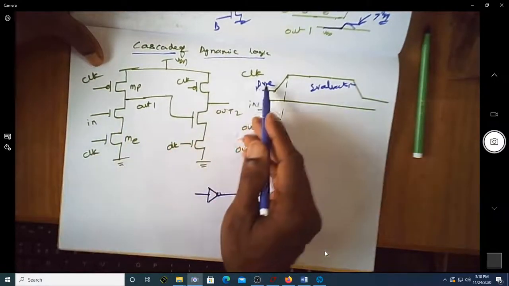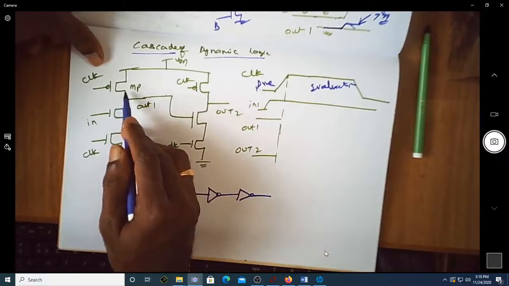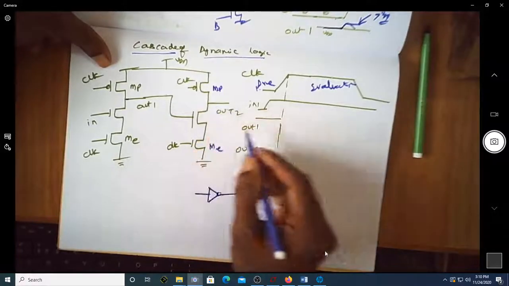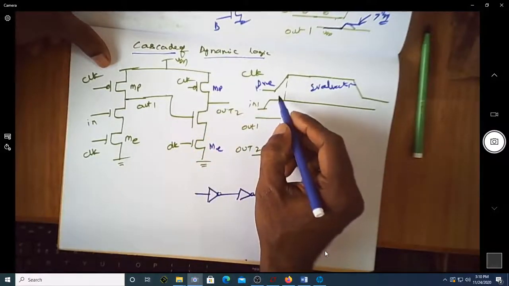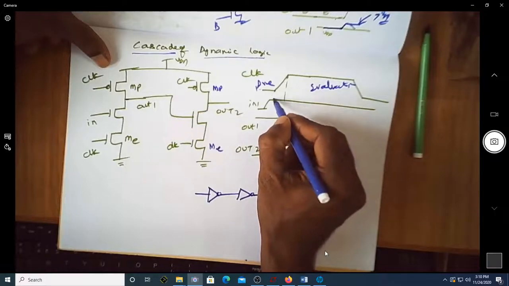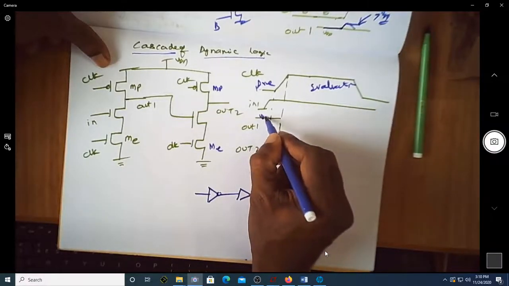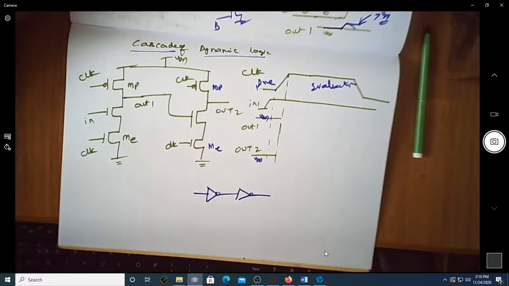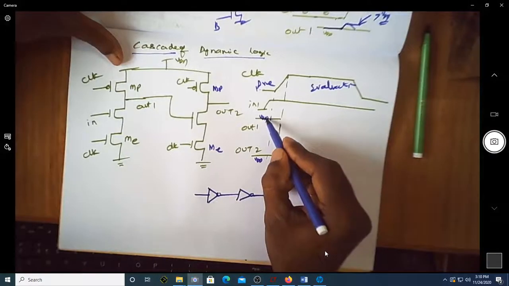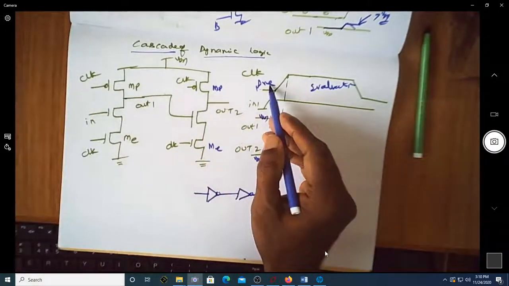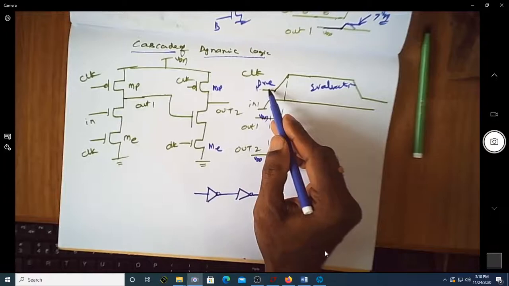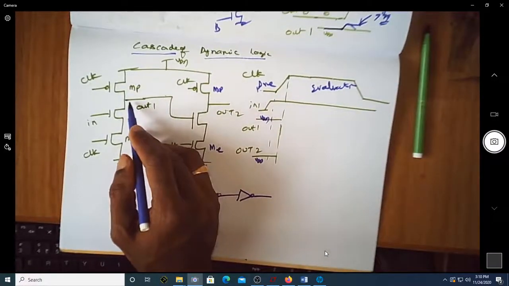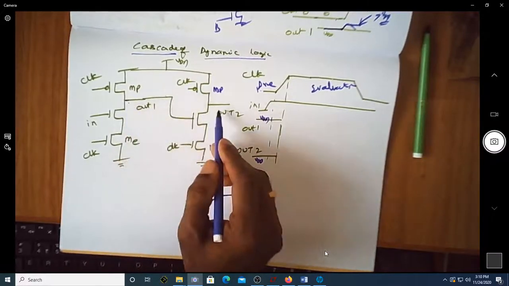Whenever it is in pre-charge mode, we know that both MPs, the transistors corresponding to pre-charge, are turned on, so the outputs are high. The output is VDD here, and the output is VDD here, because you are in the pre-charge period. Since both the MPs are turned on, output 1 and output 2 are VDD.